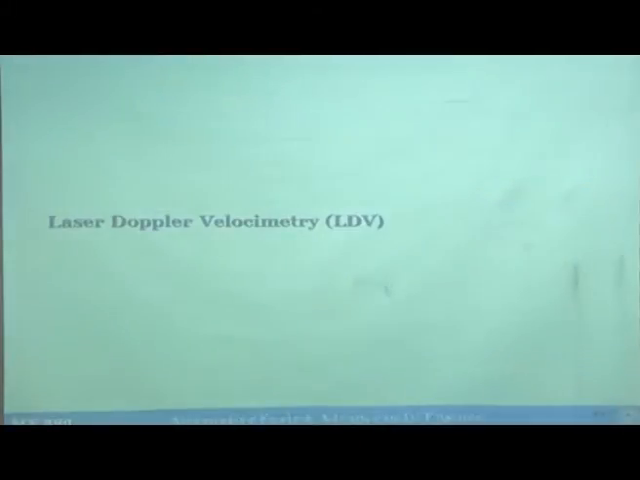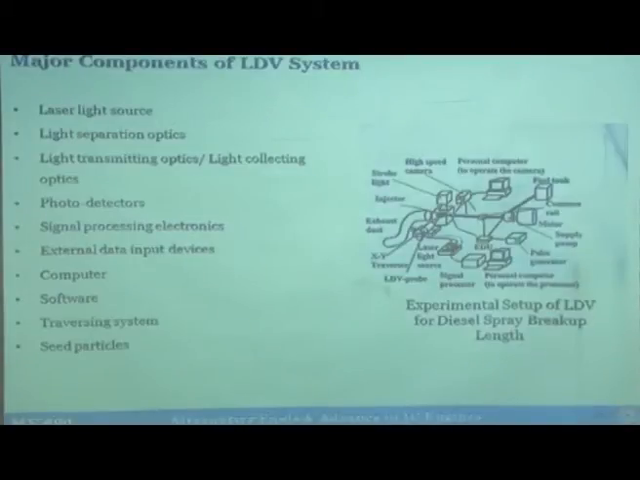These are the drawbacks. Okay. Now, I will come to the next technique, which is called laser Doppler velocimetry. Very quickly I will tell you. So, LDV, this is the experimental setup, it looks complicated, I will try to explain this to you.